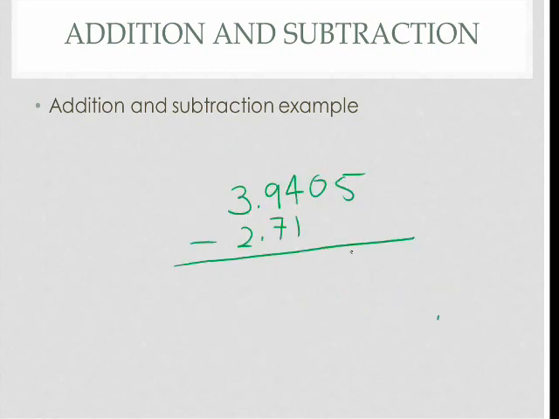We have 3.9405 minus 2.71. So that comes out to be 1.2305. There are two significant digits here, so that means our answer is going to have two significant digits. And this is a 0, so we just keep it at 1.23.